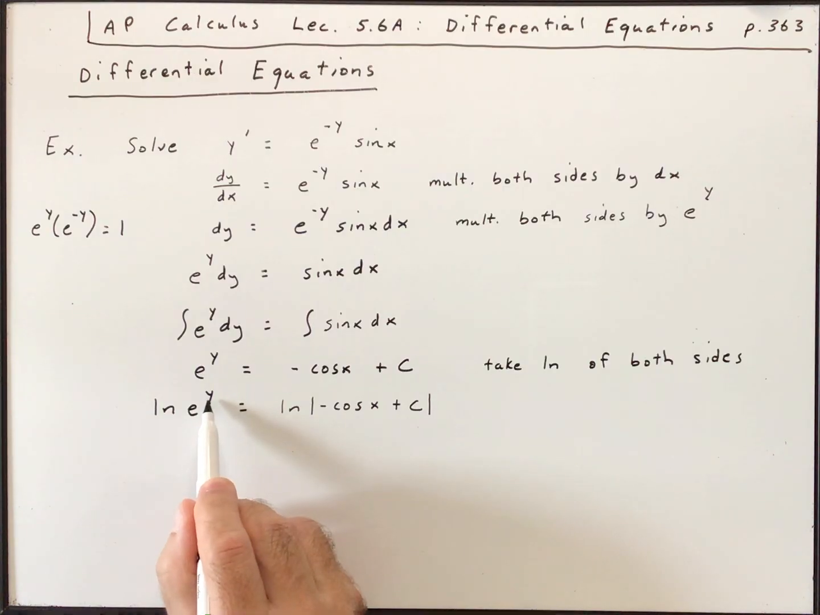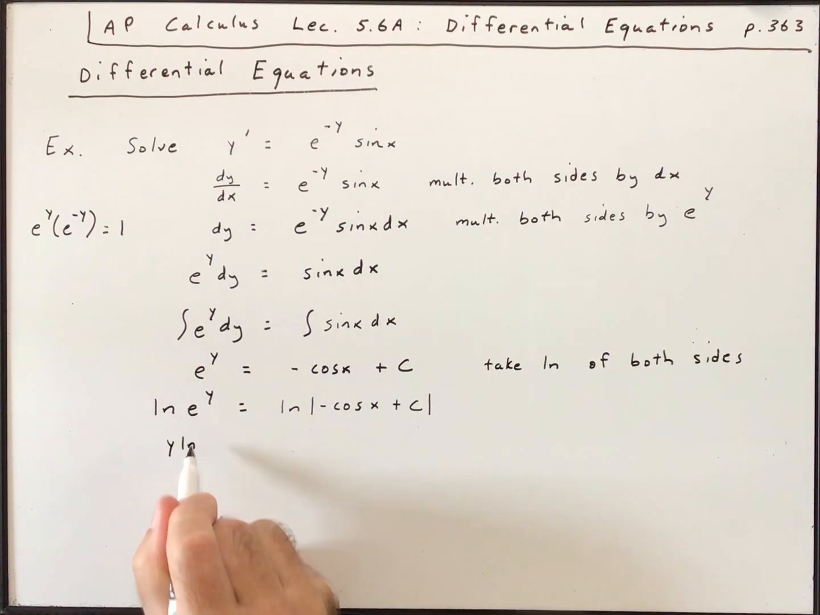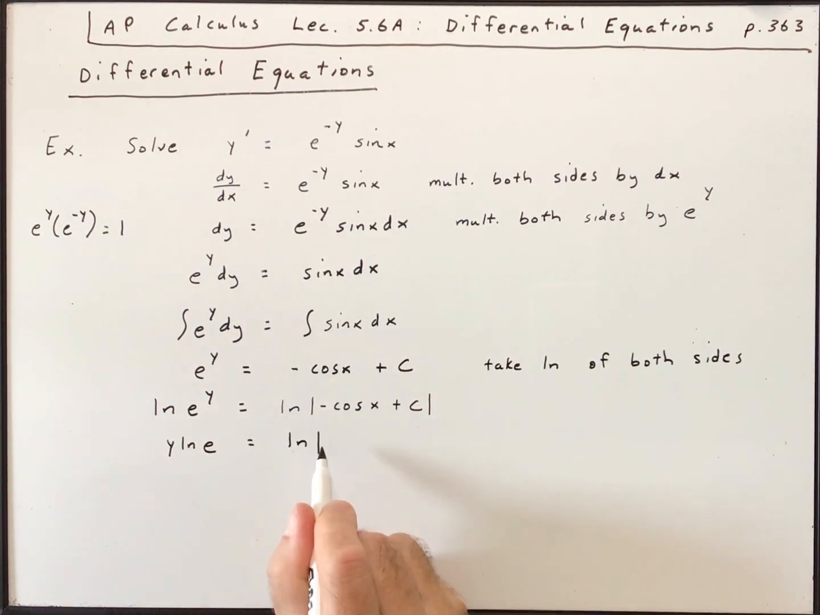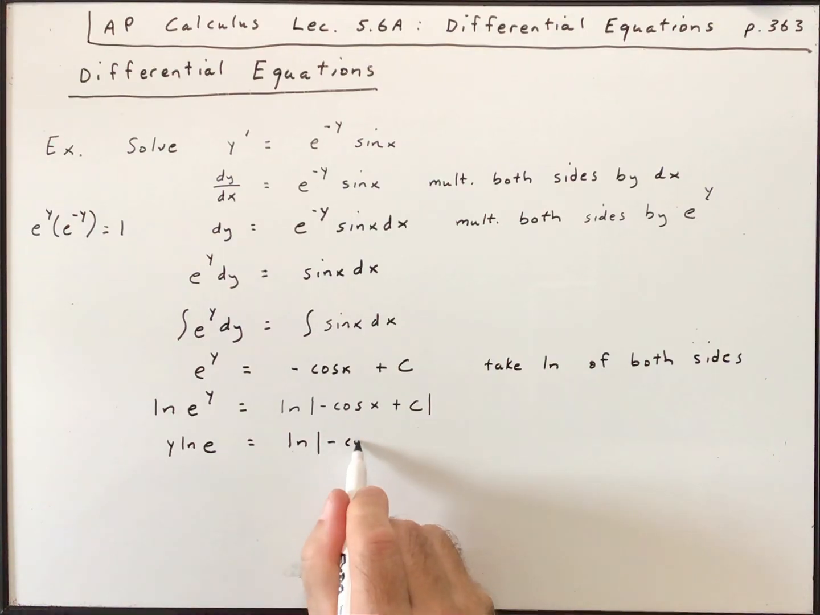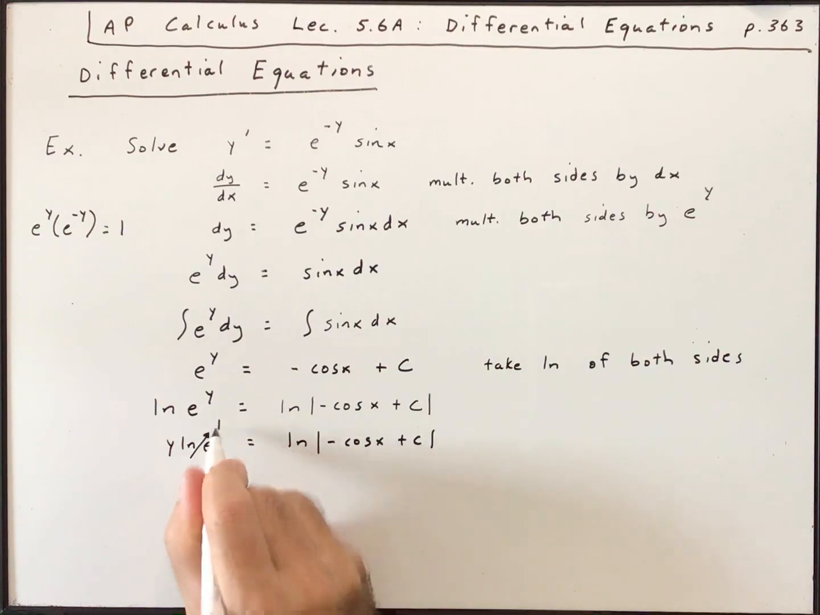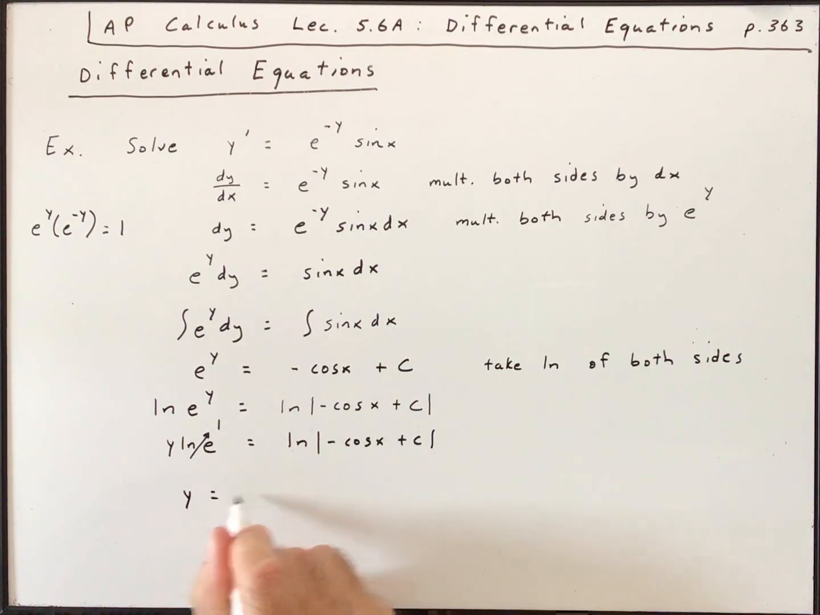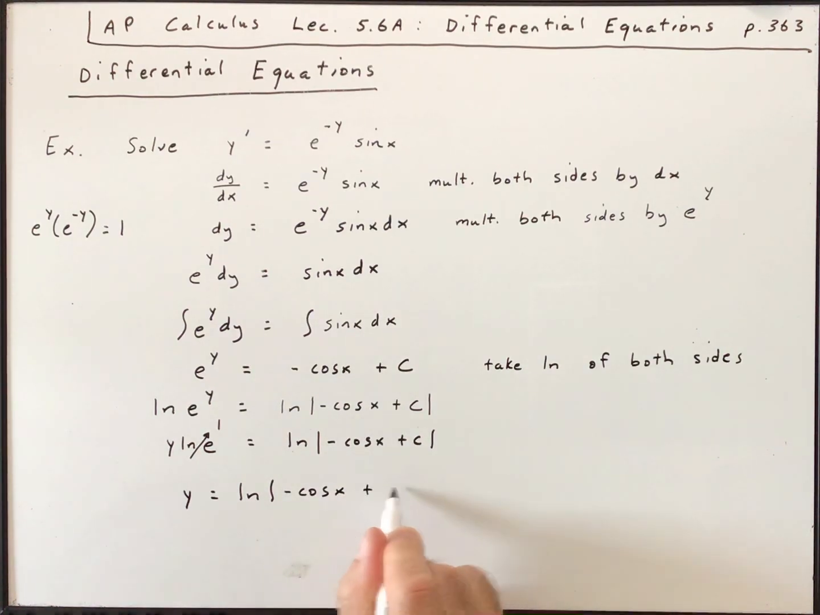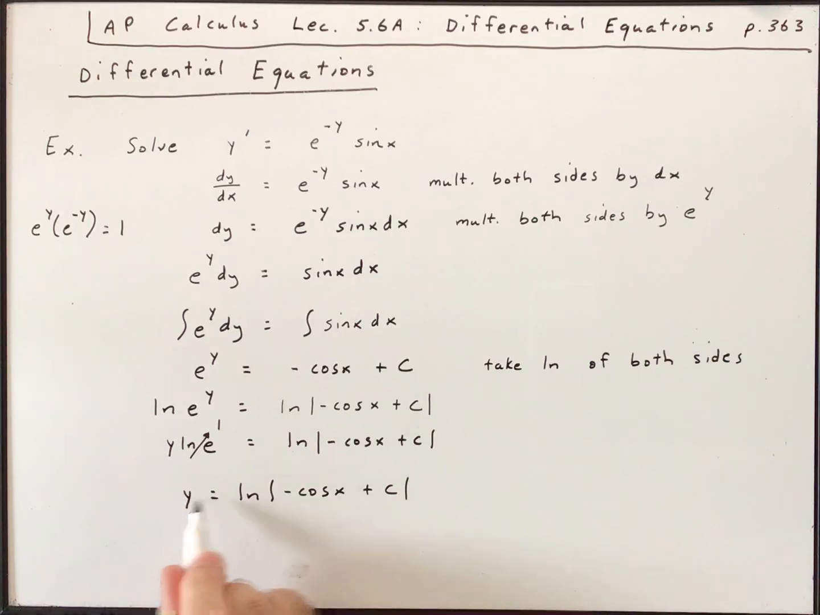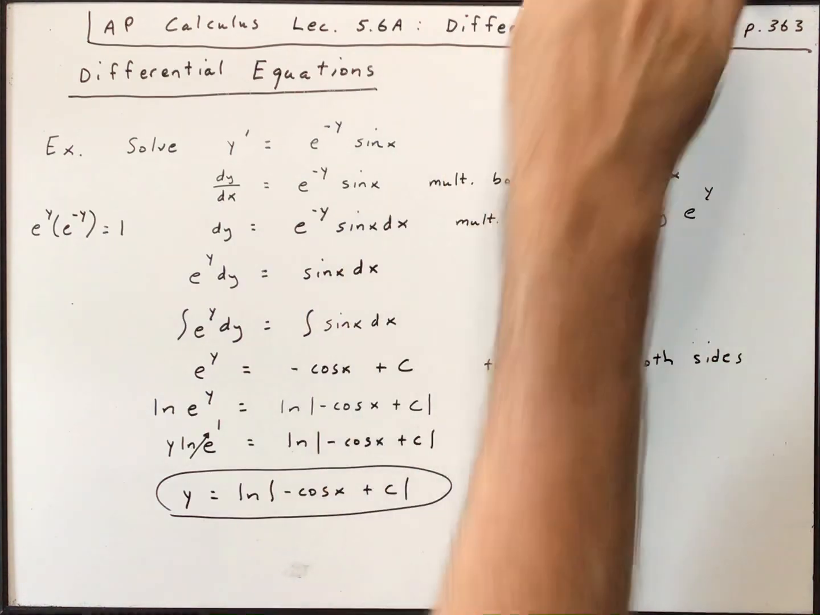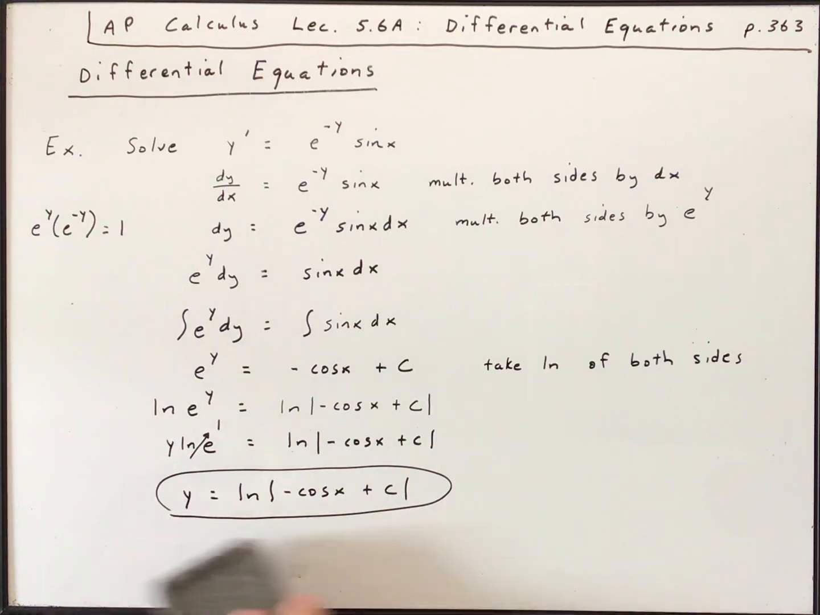Now we can use the properties of logs to bring that y out front. y natural log of e is equal to the natural log of the absolute value of minus cosine x plus c. And then the natural log of e is 1. So we have y is equal to the natural log of the absolute value of minus cosine x plus c. So now we are in the format of y is equal to something, and mathematicians prefer you to write it that way if you can. Okay, so this is what we want to get to.